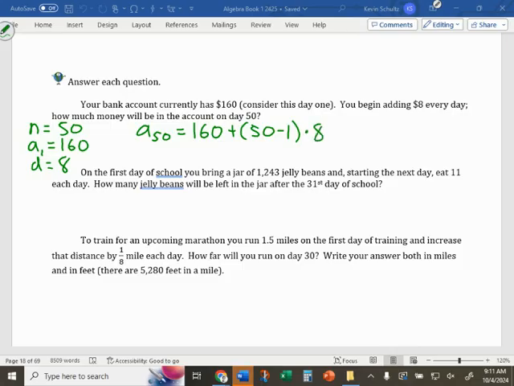And what do we have as a result? 552. Good job. I got 552. Good job, Chris. Got it correct. So the 50th term, you'll have 552 bucks 50 days from now. That's not a lot of money.